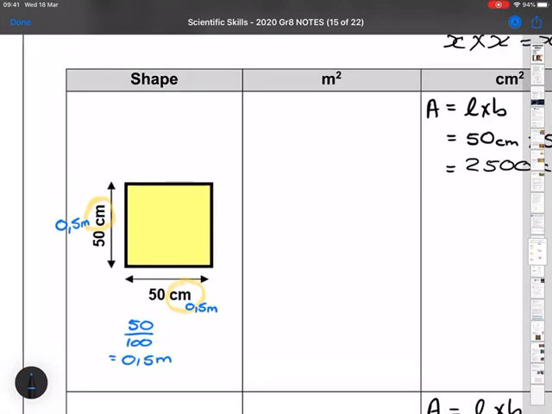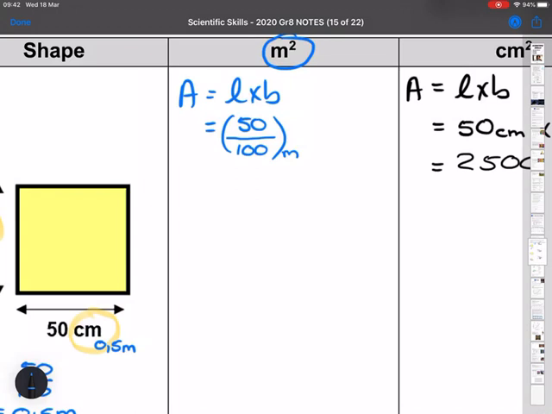And now we're ready to calculate our area. So area, you write down the formula again, equals length times breadth. The length was 50 centimeters, but because they're asking us to write it in units of square meters, we need to convert to meters first. So it's going to be 50 over 100. And because we've divided by 100, now our units are meters. That's the length. Then the breadth, I'm going to write it in brackets, 50 over 100 meters.